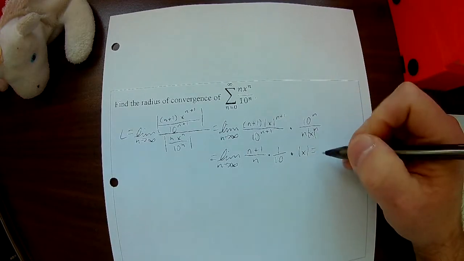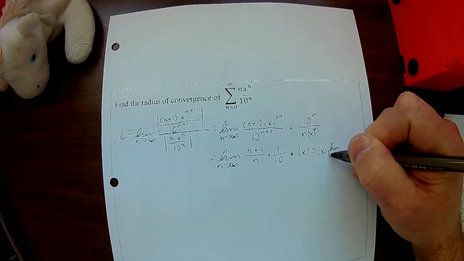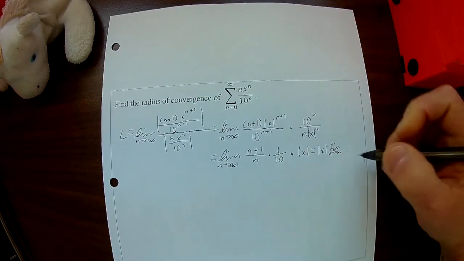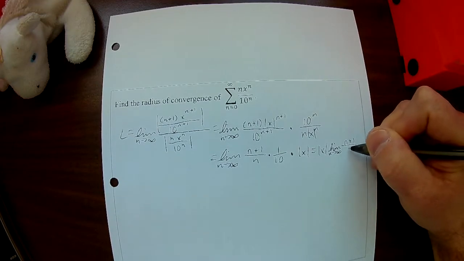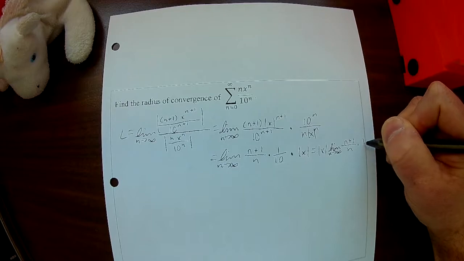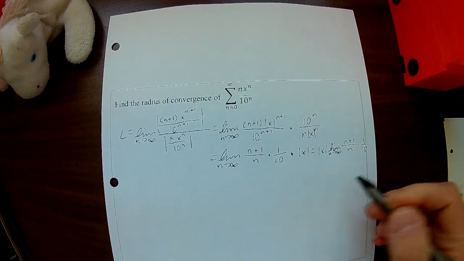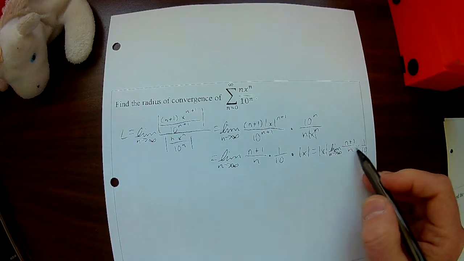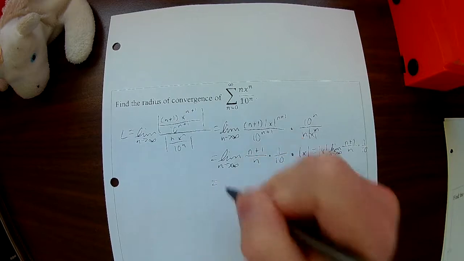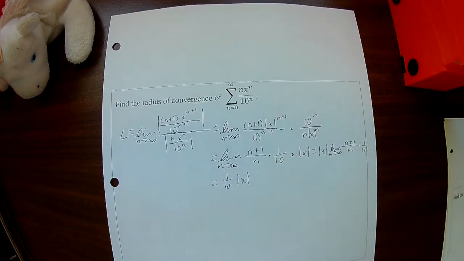Because of the properties of limits, I can take that absolute value of x, toss it out front like I told you guys on the do now. Limit as n approaches infinity of (n plus 1) over n times 1/10. Again, technically this is infinity over infinity, so we would have to L'Hopital it, but really, it's linear over linear. That just becomes 1 times 1/10. This becomes 1/10 times the magnitude of x.